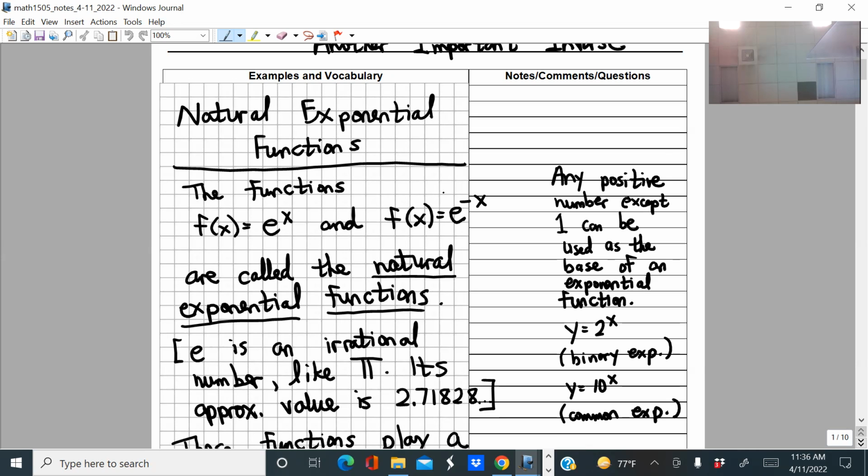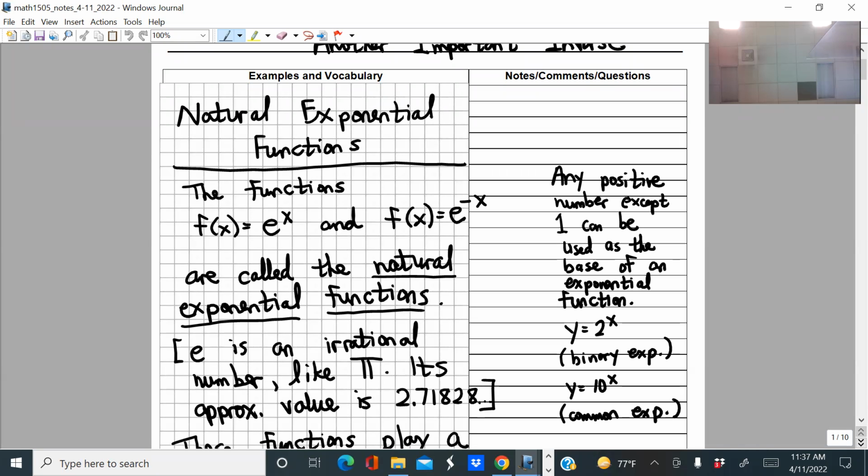These two functions now, where you take that base a and raise it to the x power, or you take the base e and raise it to the minus x power, these are called the natural exponential functions. And these play a really vital role in calculus for theoretical reasons, but also for practical reasons as well. Many quantities in nature can be modeled using exponential functions.